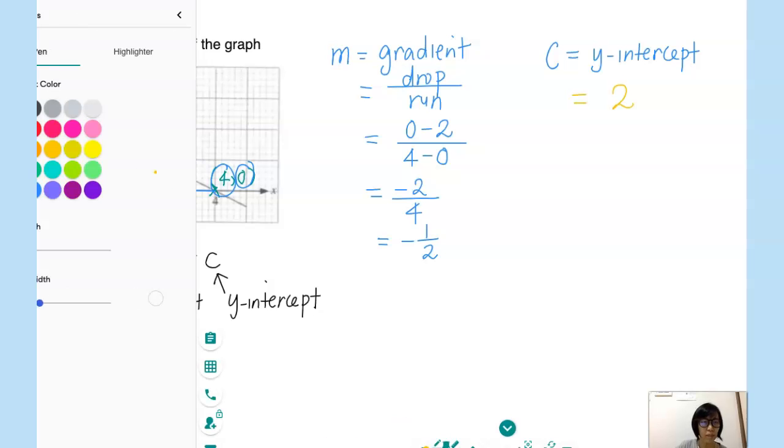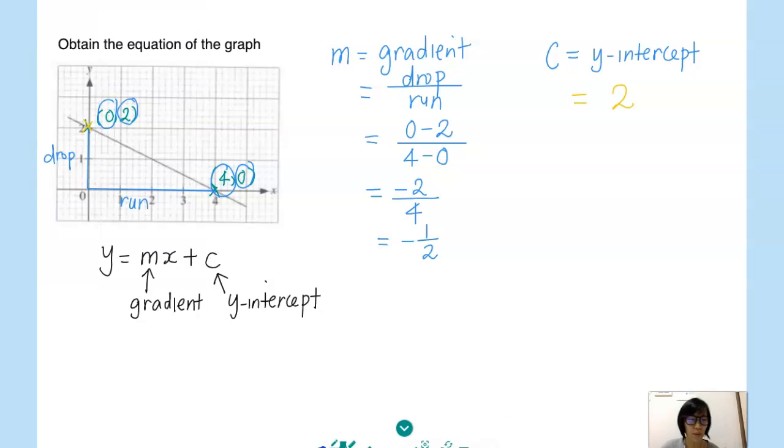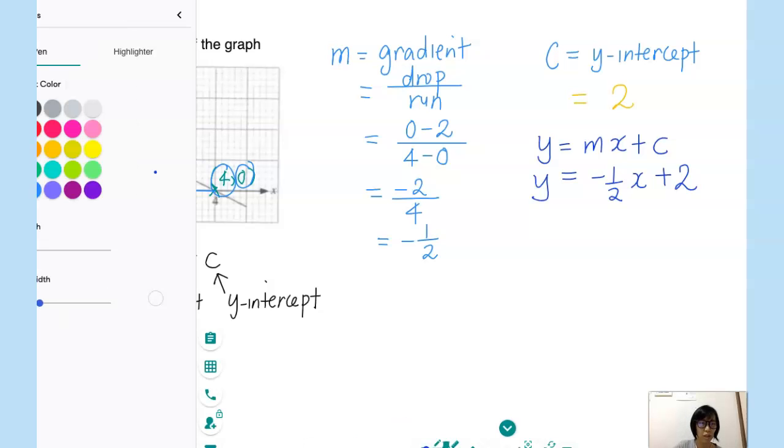So now we can put in this value so that we can get a unique equation for this particular line. y equals to mx plus c. So m is minus half. C would be 2. So this would be the equation for this particular line. Like I said, maybe we should give it a check, right? So let's do a check here.